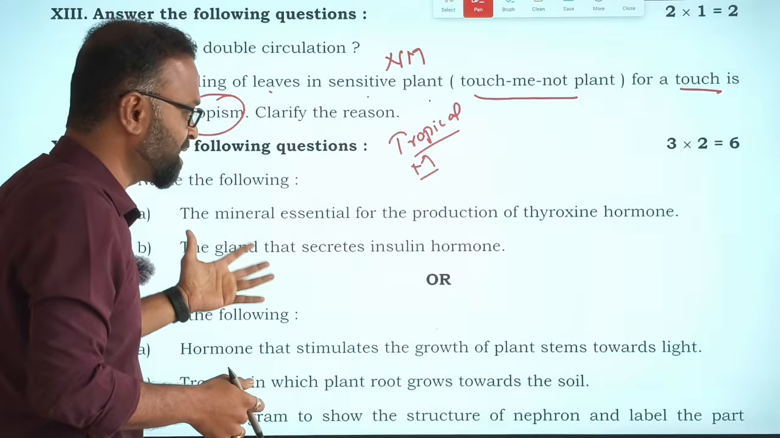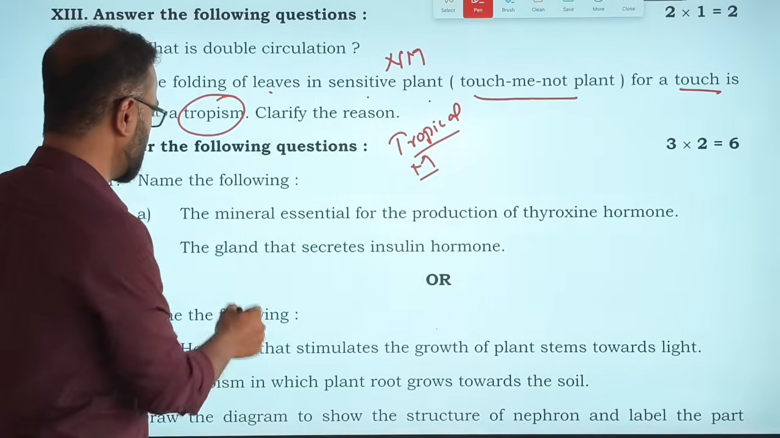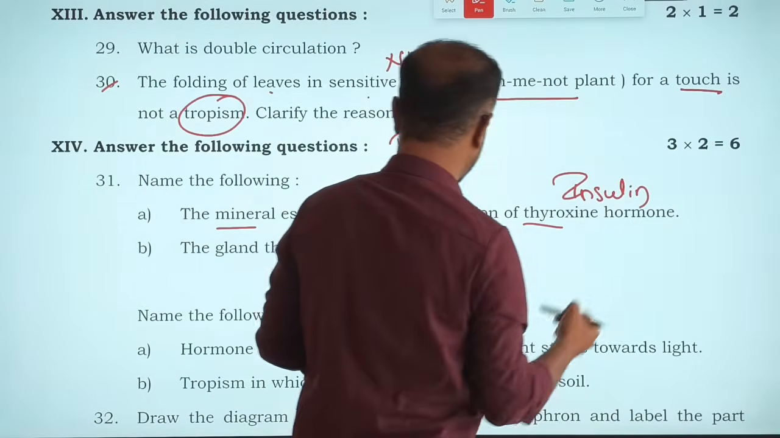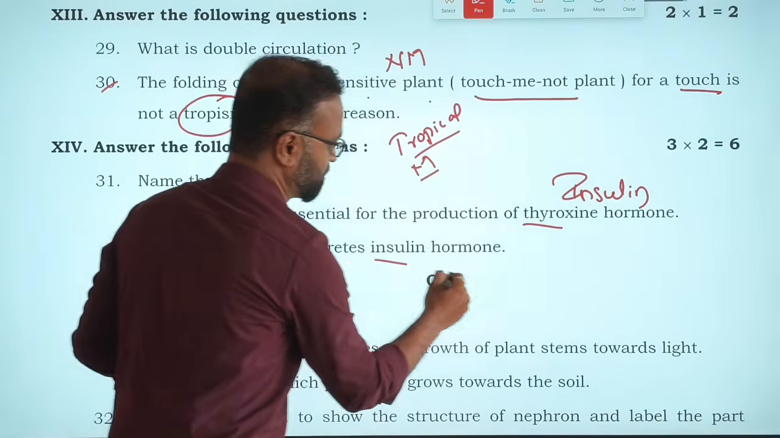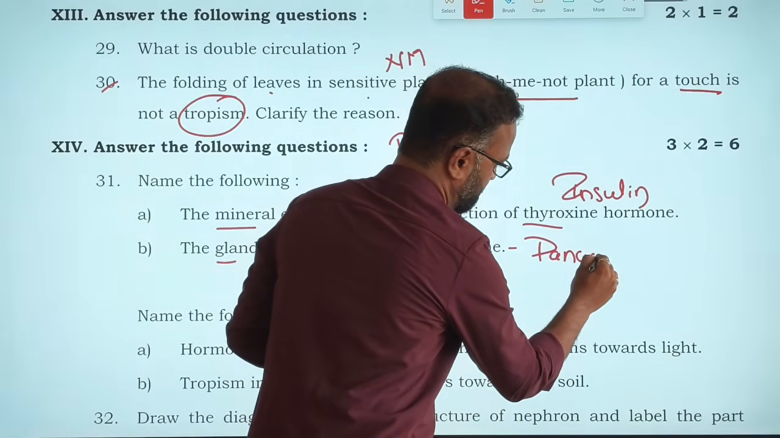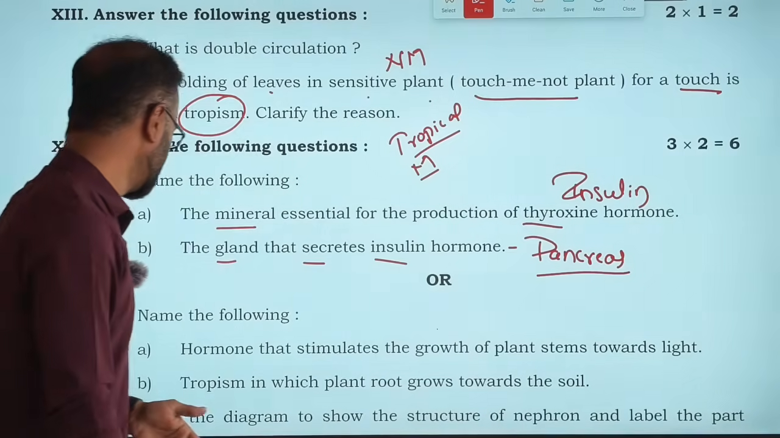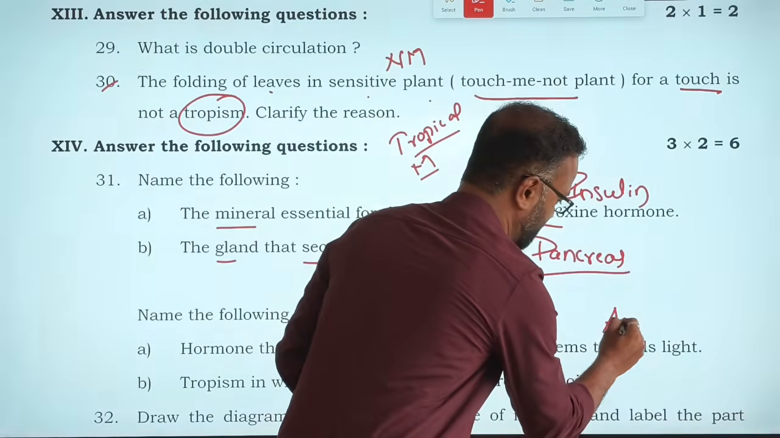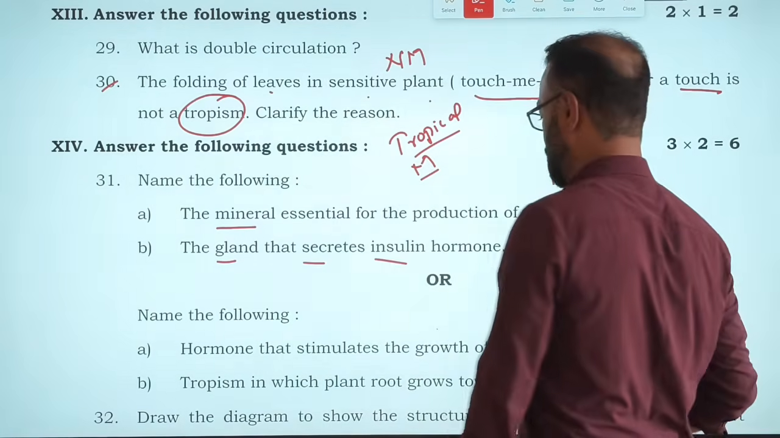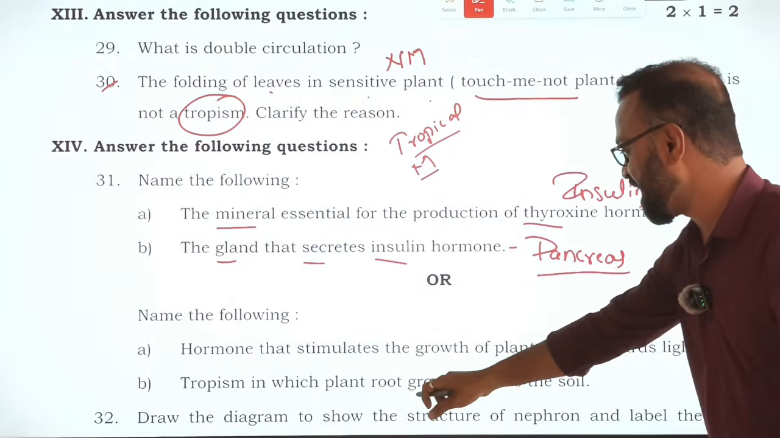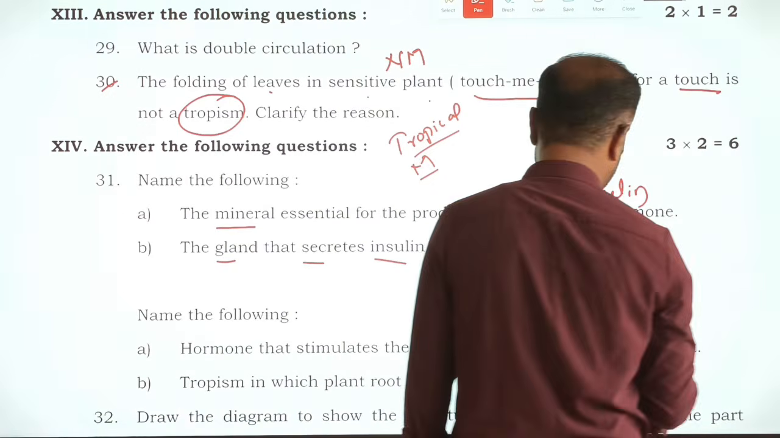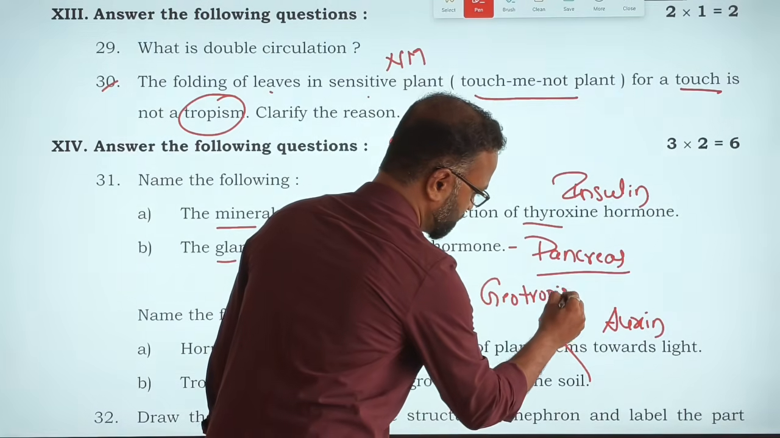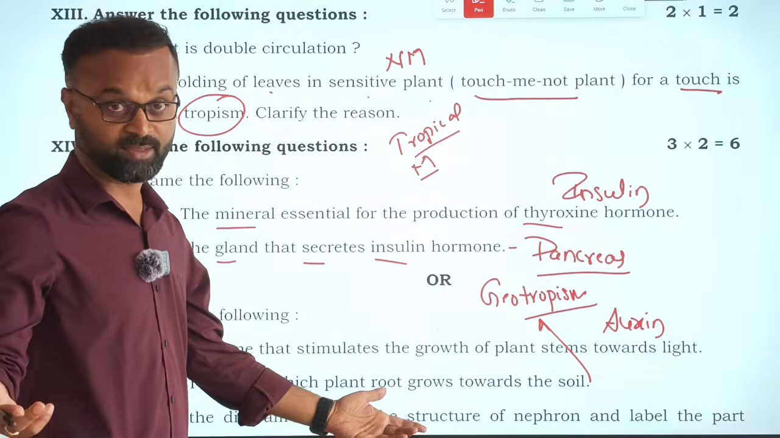This one, 2 marks question. They ask only one word. The mineral essential for the production of thyroxine is iodine. The gland that secretes insulin is the pancreas. They ask the gland. Very simple. Next one, hormone that stimulates the growth of the plant stem towards the light. That is the auxin hormone. Tropism in which the plant root grows towards the soil, we call it geotropism. Very simple.